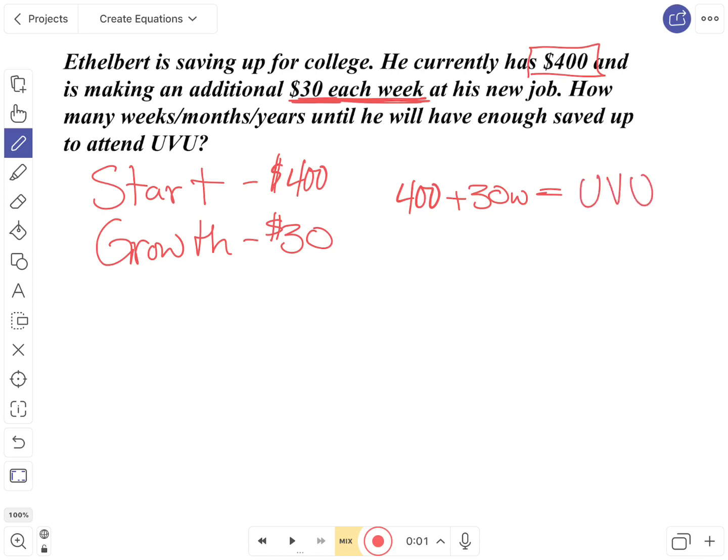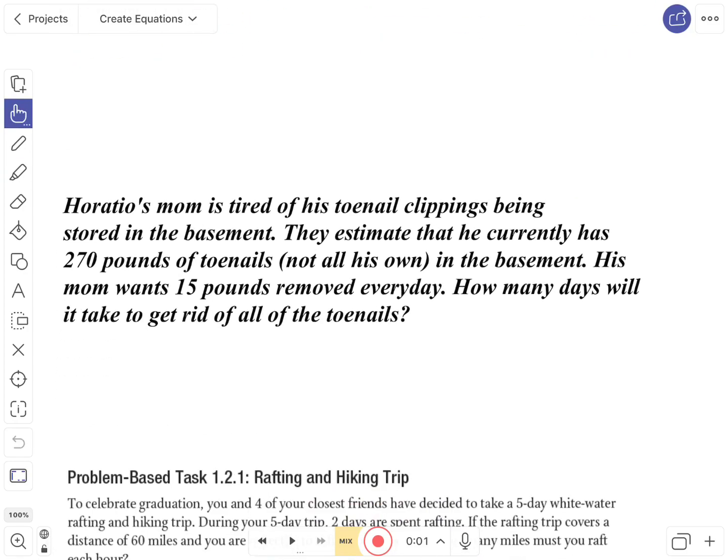Now, how much does it cost to attend UVU? Well, we'd have to look that up, and we can solve that, but we're not really concerned with that. We're just concerned with that equation right now. But we could look that up and try to figure it out if we really wanted to. All right, so here's this one.